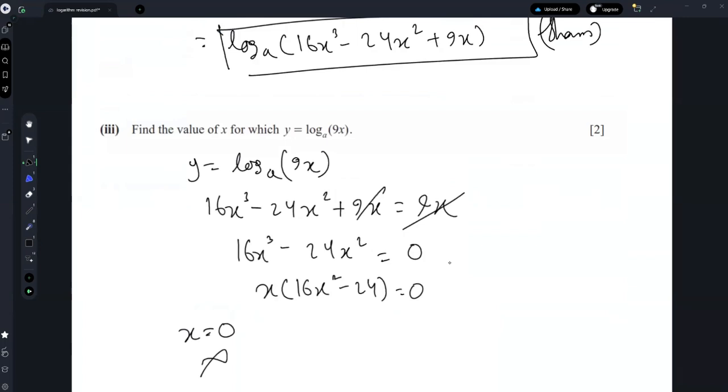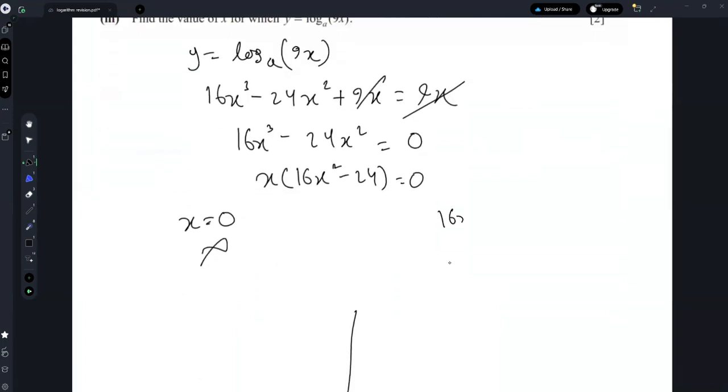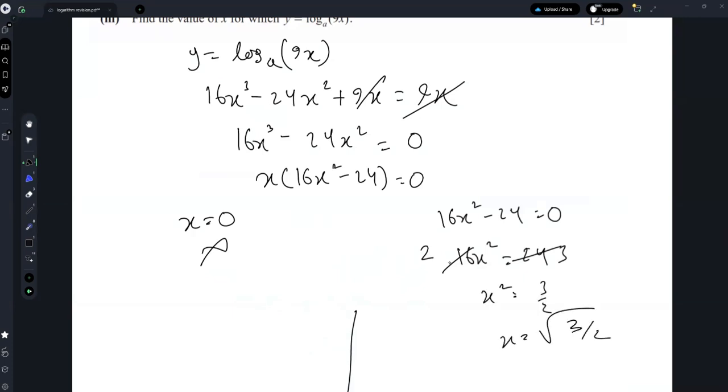On the other hand, if I have 16x squared minus 24 equals 0, then 16x squared equals 24, this is going to be 2, this is going to be 3, x squared equals 3 by 2, x equals root of 3 by 2. Negative is also not possible. So we get root of 3 by 2, x equals 1.22.